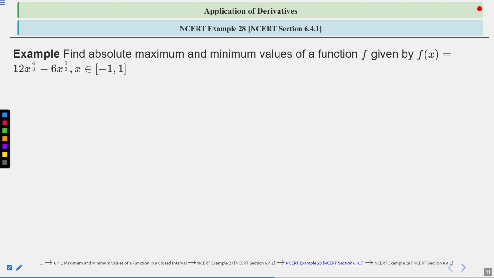So we'll try to find the point at which f dash x equals 0, and at those points we will try to find the value of the function, which is given by 12x to the power 4 by 3 minus 6x to the power 1 by 3. And also, we will find the value of the function at the endpoints, which are minus 1 and 1. So at the critical points and the endpoints, we will compare the values of the function, and we can easily find at which point the function is maximum or minimum. In this way, you can try to approach this question.